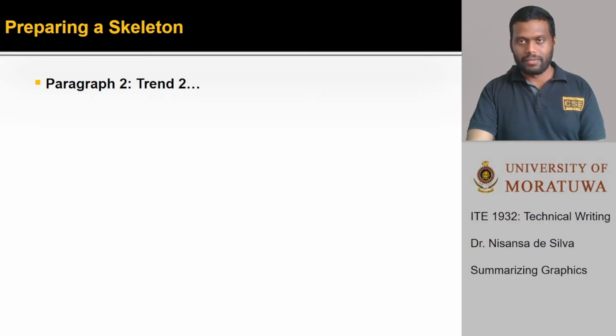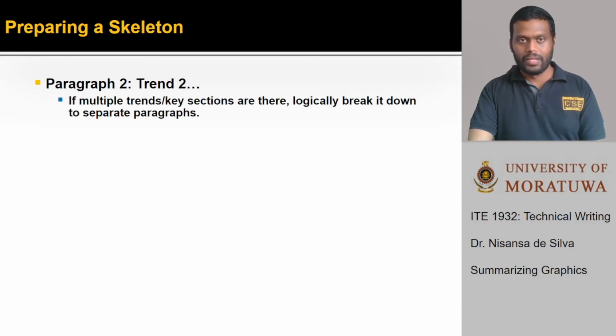Let's go to trend 2. If there are many trends, if there exists another trend, you should make sure that you have logically broken it down into separate paragraphs. If they are connected, maybe mention them. But if not, it is better to have a serious demarcation between the two paragraphs in the two descriptions.